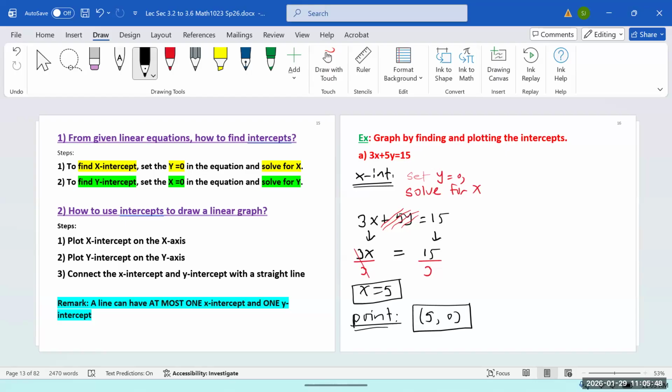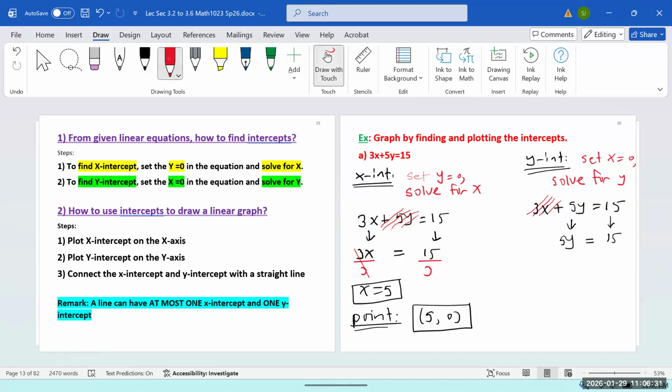Now we are going to find the other one, the y-intercept. We are going to do the exact same thing, but this time we set x to be 0. It means get rid of your x term and only work with y. Set x equal to 0 and then solve for y. So we have 3x plus 5y equals 15. Get rid of the entire x term. We don't need any x. So we have plus 5y equals 15.